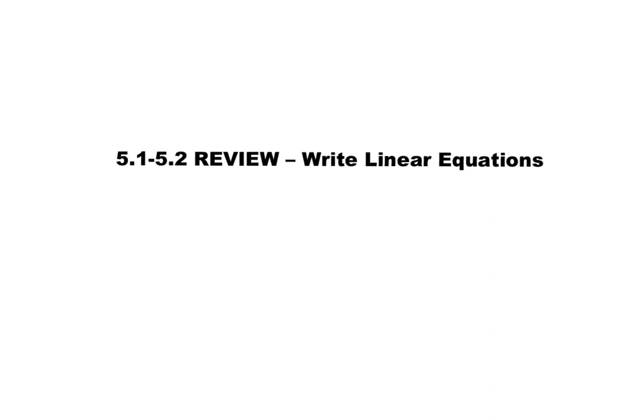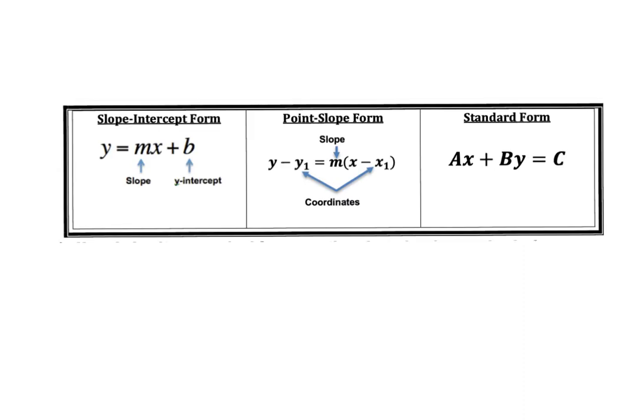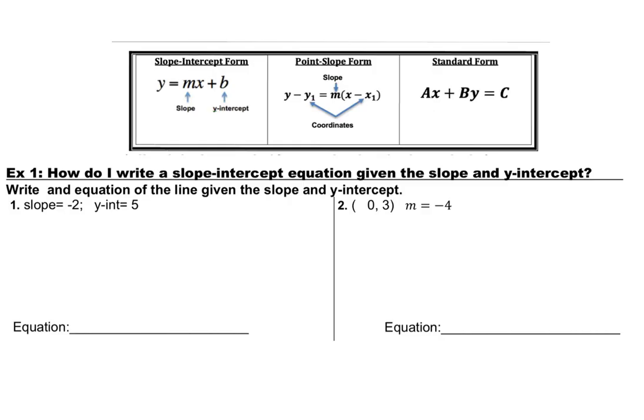In this lesson, we're going to review writing linear equations. So remember, there are three forms that we can write linear equations in. There's slope-intercept form, which we've been spending a lot of time talking about, where the equation is y equals mx plus b, where the m represents the slope and the b represents the y-intercept. Today, we're also going to talk about point-slope form, and then in another lesson, we'll talk about the standard form.